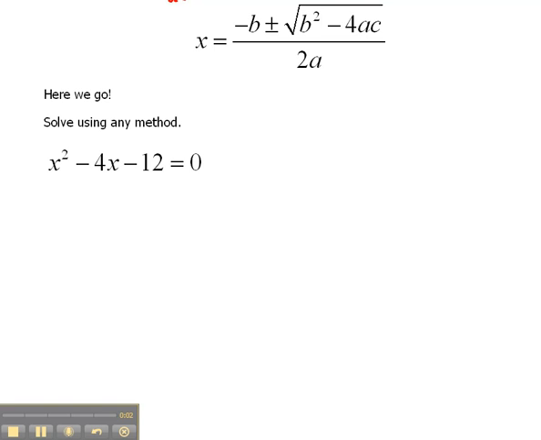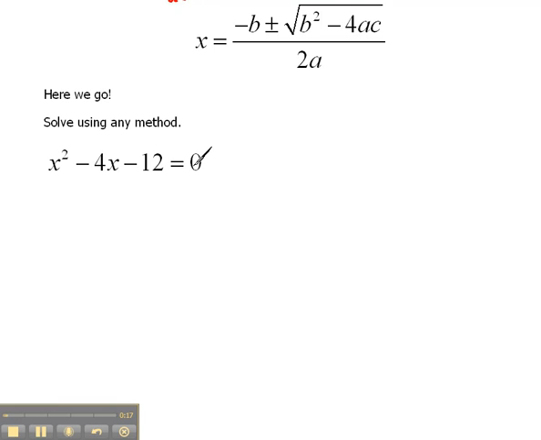Okay, so here we go. Now we're going to solve this problem not with the quadratic formula, but just the easiest way, whatever we can think of to solve it, and then we'll do it again later with the quadratic formula.